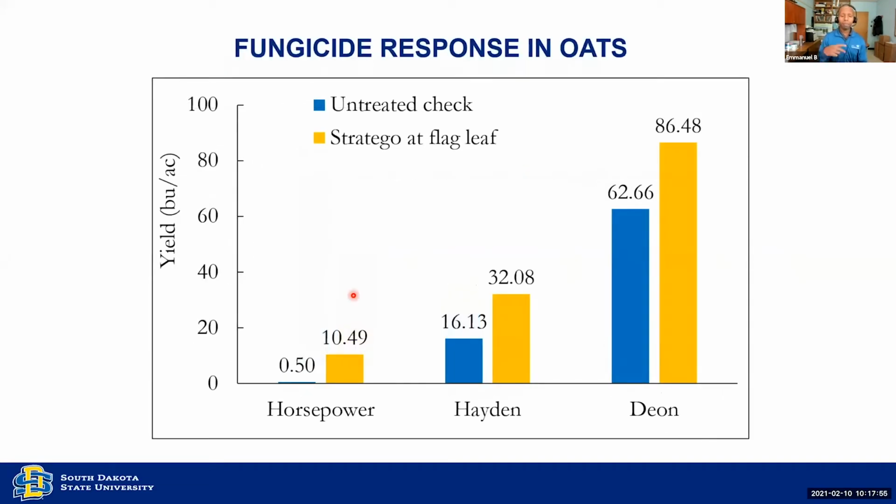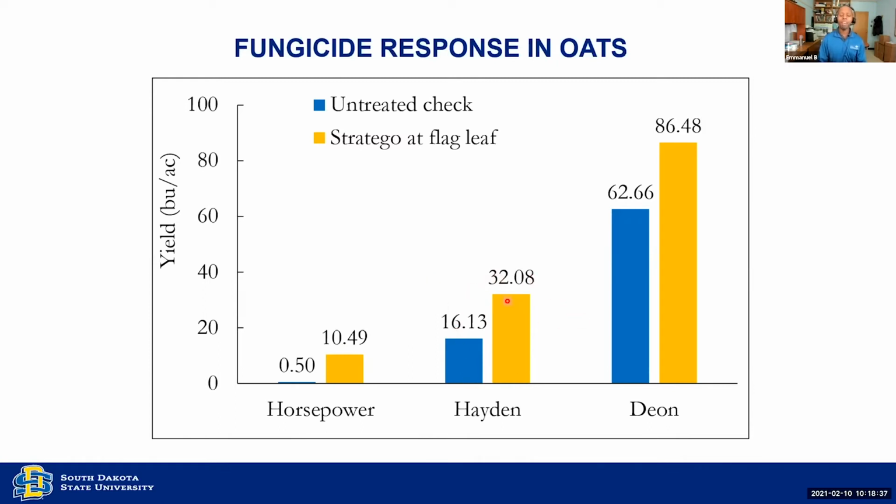So here we're looking at the same year where we had a bad case of crown rust. Now this graph is showing the yield response across the three varieties when a fungicide was applied at flag leaf. You can see here that on the susceptible variety Horsepower, with a fungicide, we got only 10 bushels out of that fungicide. So not any good there. You can see the untreated check Hayden is even yielding better than the susceptible Horsepower without the fungicide. So again, making the point that fungicide timing is pretty crucial depending on the disease pressure.